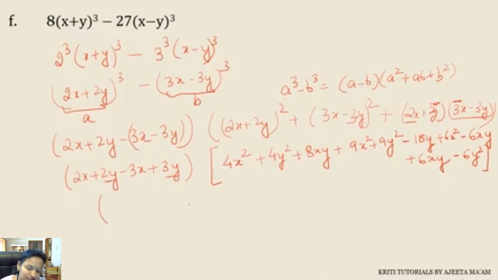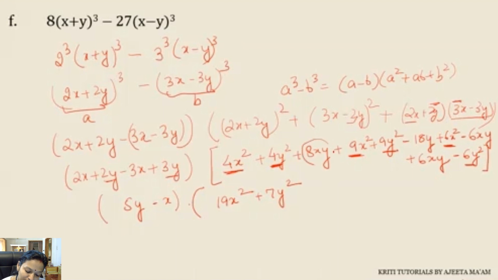Now, like terms can be added or subtracted. Just keep that in mind. So, 2y plus 3y is 5y, and 2x minus 3x is minus x. Now, let's see the like terms here. 4x square, 9x square and 6x square. So, how much do you get? 4, 9 and 6. What will you get here? 19x square. Correct. 4y square plus 9y square is 13y square, and here we have minus 6y square. So 13 minus 6 is 7y square.